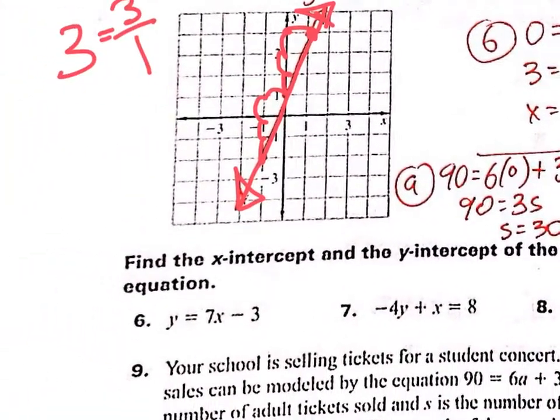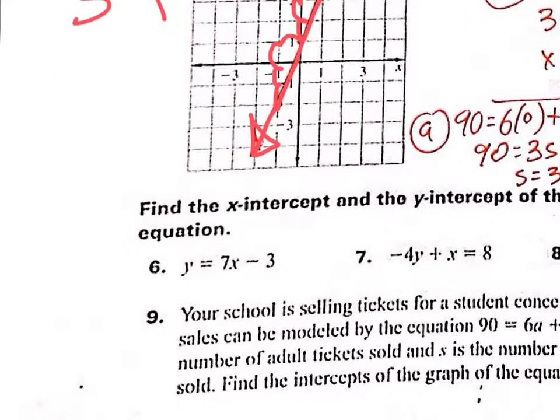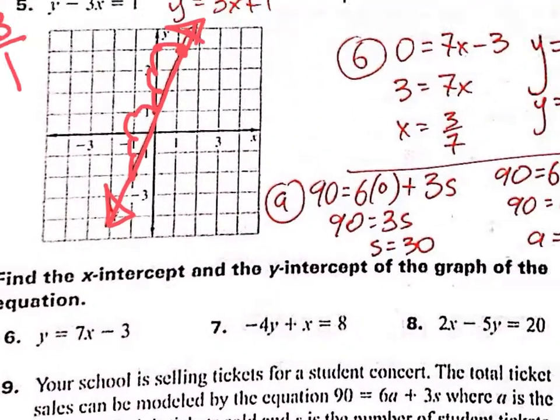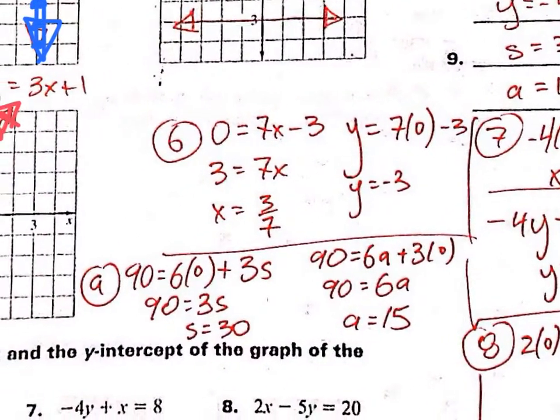Number 6. Find the x-intercept and y-intercept of the equation. This is slope-intercept form, so we know the y-intercept is -3. But I think what I did is I showed solving it where we put in 0 for y and solve for x, and we put in 0 for x and solve for y. This would be our x-intercept, this would be our y-intercept.